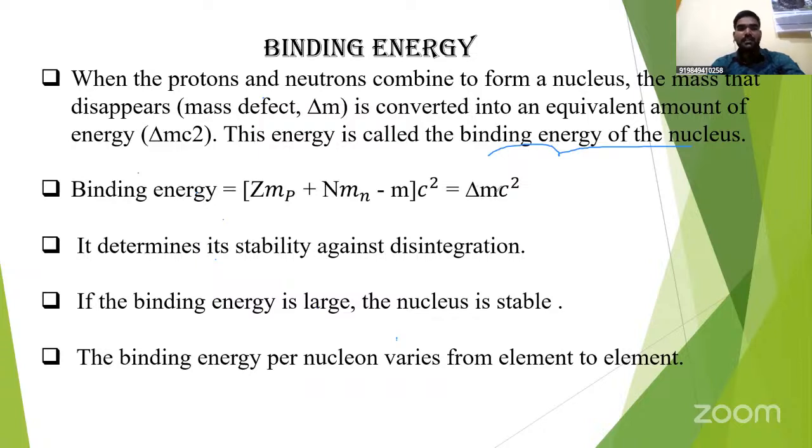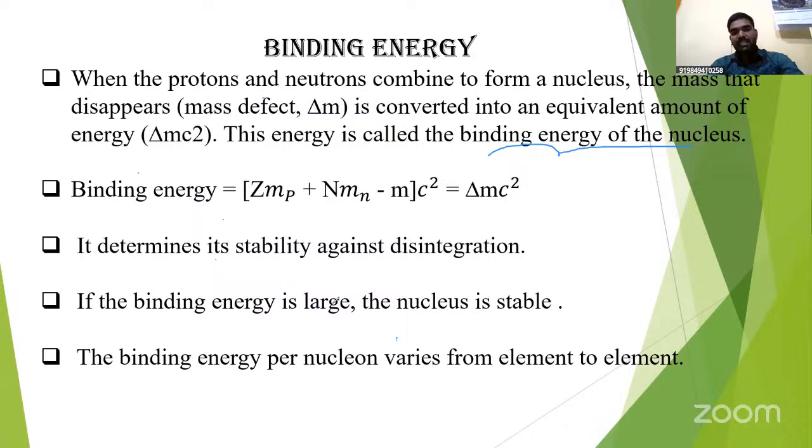Delta M is a mass defect, times C square. It determines its stability against disintegration. As the mass is disintegrating, the stability is increasing. This is how it will be.